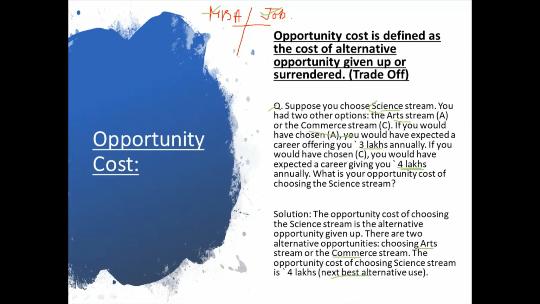We don't have to take the cost of all the alternatives together. We just have to take the cost of the next best alternative, and your next best alternative is commerce because it's offering you a salary of 4 lakh. It isn't arts because arts would offer you a salary of 3 lakhs, right? So the next best would be commerce offering you a salary of 4 lakh. Thus the opportunity cost of selecting science is 4 lakh because you've actually foregone this 4 lakh to go for the science stream. So I hope things are a bit clear over here.